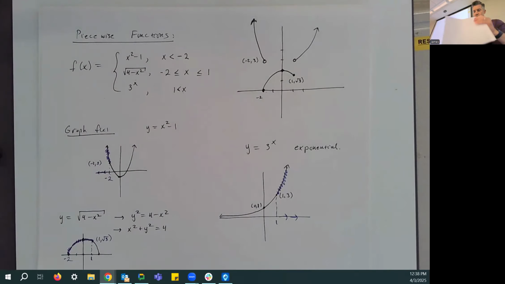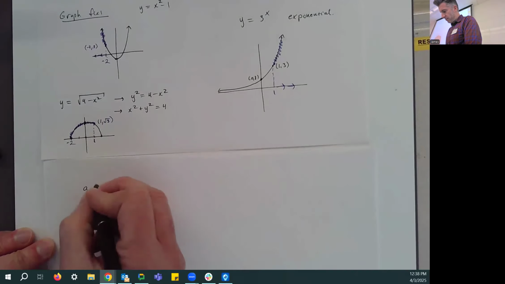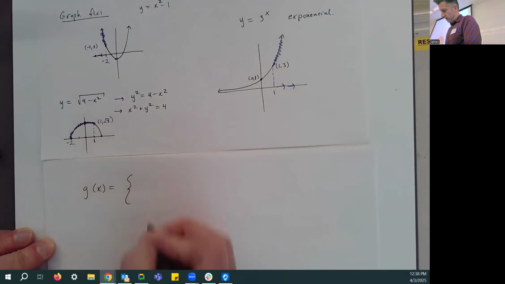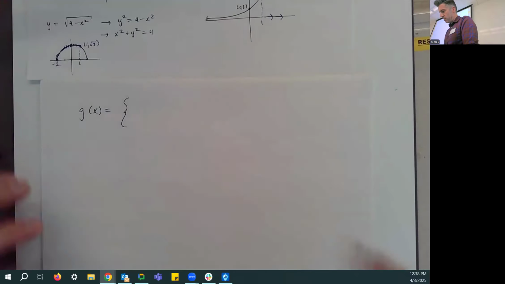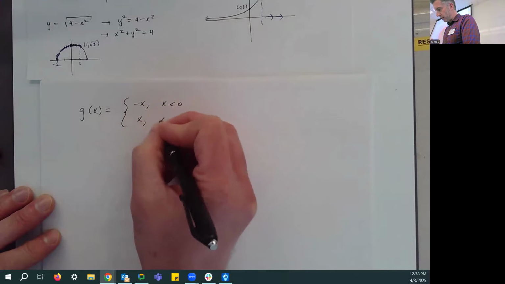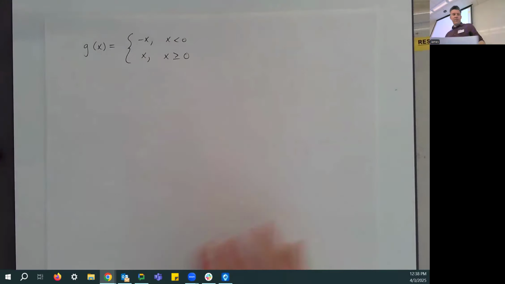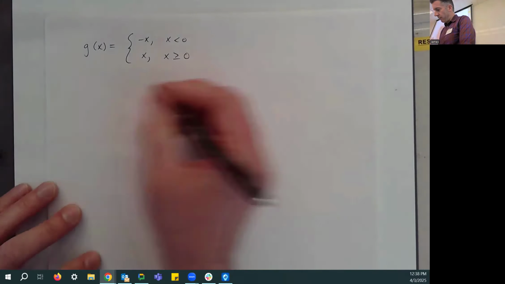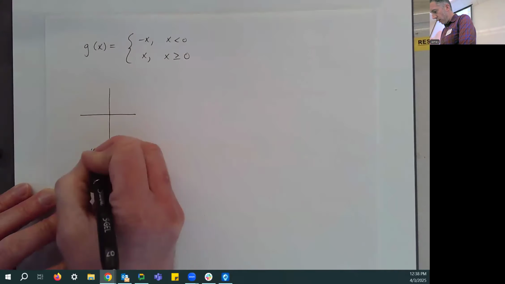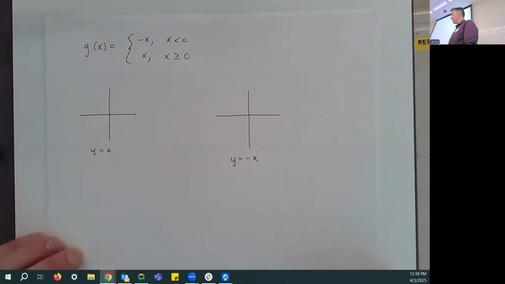Time is fleeting. So two things. Thing one. Let's graph another piecewise function. Sure. G of x is equal to -x when x is less than 0, positive x when x is greater than or equal to 0. I want you all to try graphing this on your own. So I would start off by graphing y equal to x, y equal to -x, and then try putting the pieces together that we need.